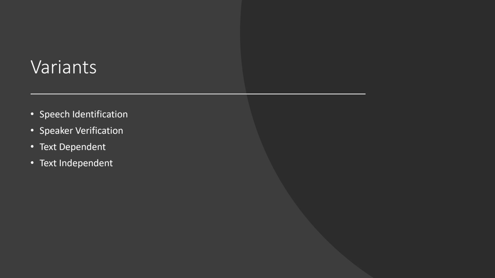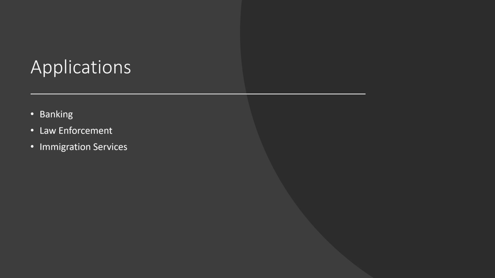But in independent systems, the speaker has the liberty to utter any phrase or words, because the speaker recognition system doesn't use actual words in order to identify the speaker. Practically speaking, the text-independent speaker recognition system is tougher to implement, since it has no words to play around with.